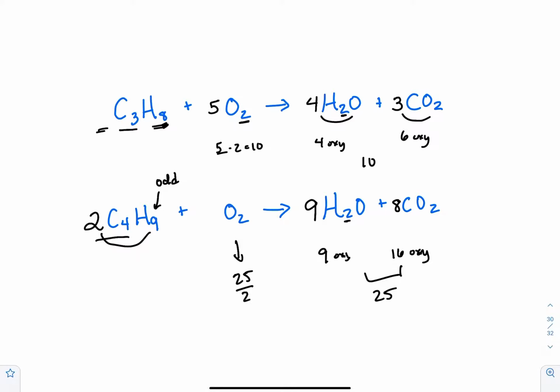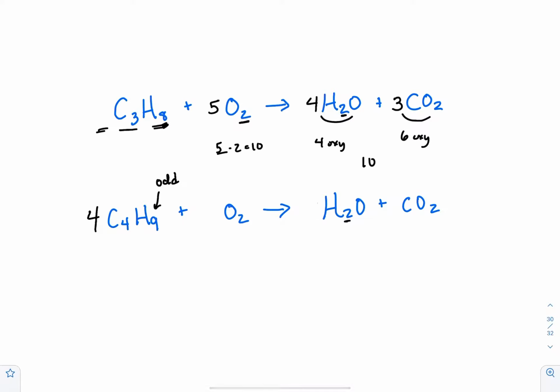25 halves is 12.5. If you don't see how that works, the other thing that you can do is go ahead and make that 2 a 4 and see if you like that better. But when the hydrogen is odd, just expect it to be a little bit more work. And notice how I'm erasing everything. I'm not leaving anything behind before I mess with it being 4. So I've got it being a 4 there.